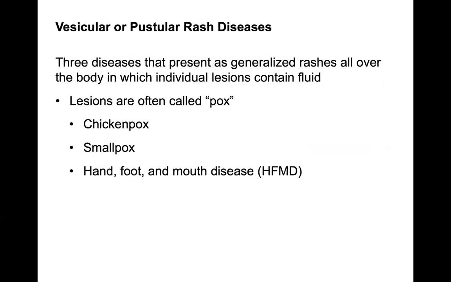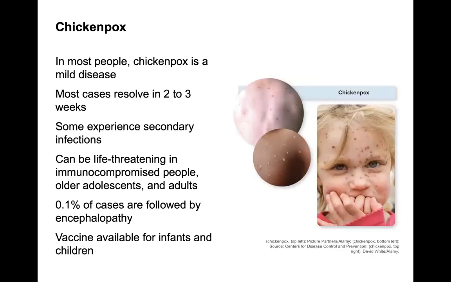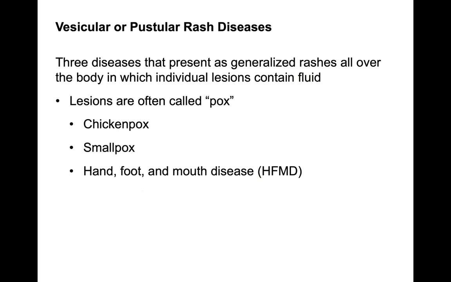Okay, let's talk about our vesicular and pustular rash diseases. There are 3 diseases that present as generalized rashes all over the body, in which individual lesions contain fluid. These lesions are called pox. So we have chickenpox, which can lead to a reactivation later in life as shingles, smallpox, and then hand, foot, and mouth disease. And by the way, all 3 of these are highly contagious.